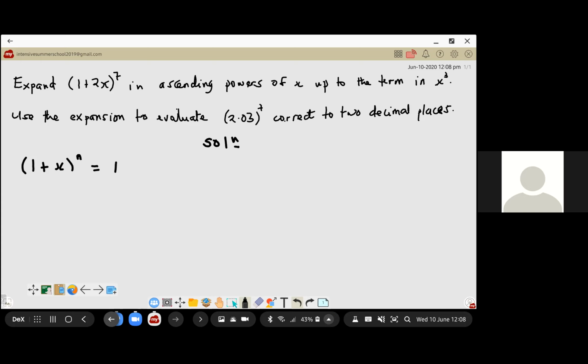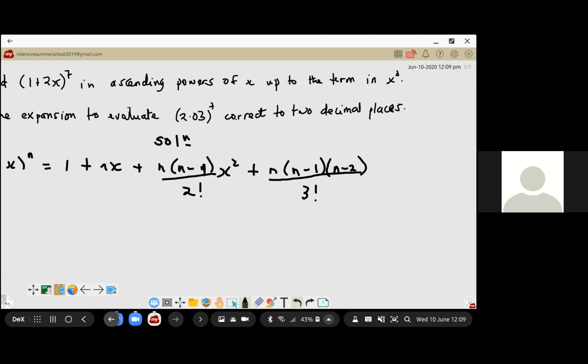1 plus nx plus n(n minus 1) divided by 2 factorial x squared plus n(n minus 1)(n minus 2) all over 3 factorial x cubed. Yes, they said expand up to x cubed, so we can decide to end here, right?